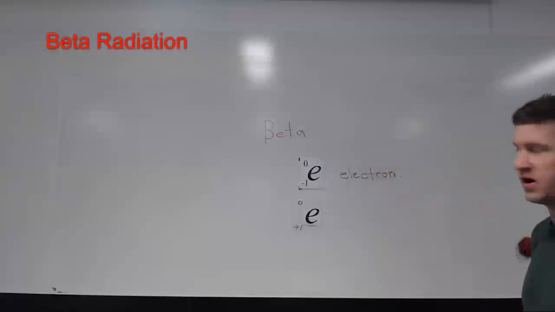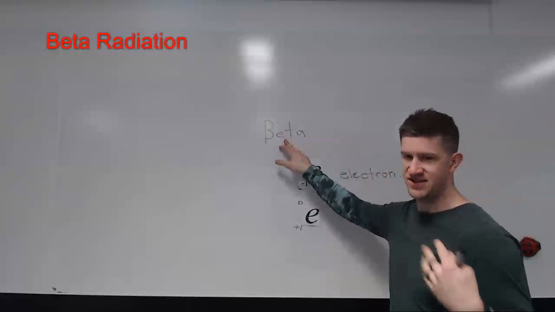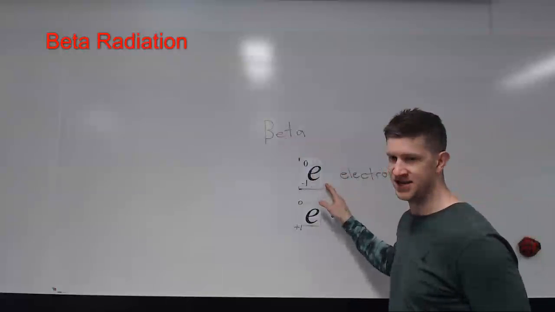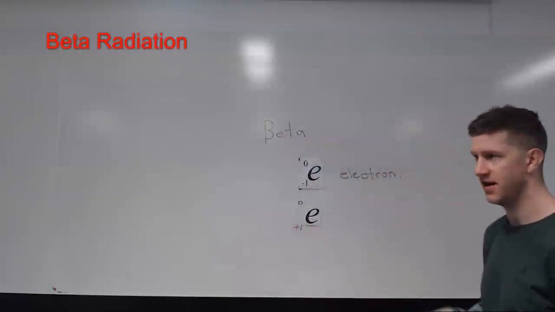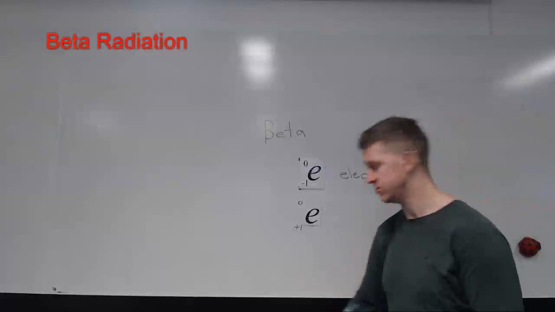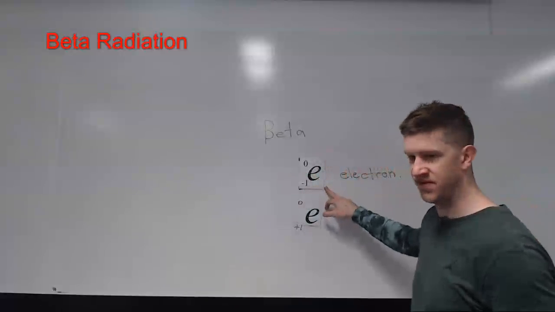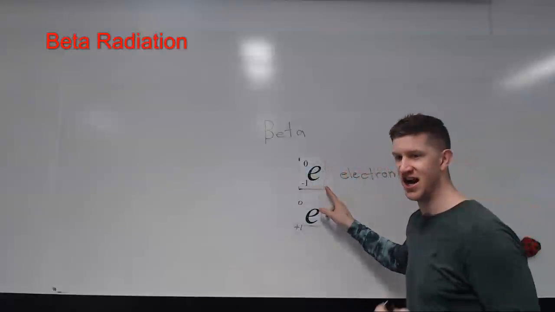So in beta radiation, the radiation that's actually given off is a very high energy electron. In alpha, it was spitting out a helium nucleus, a very tight small ball of protons and neutrons. In beta, it's firing out a super high energy charged electron.